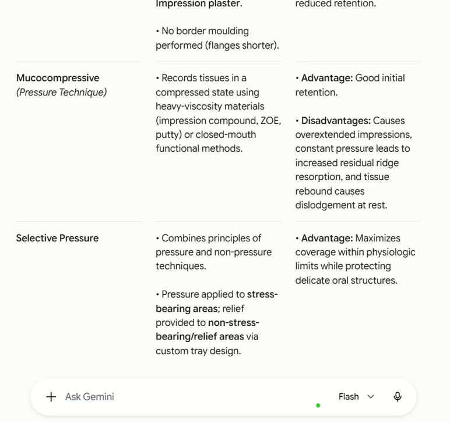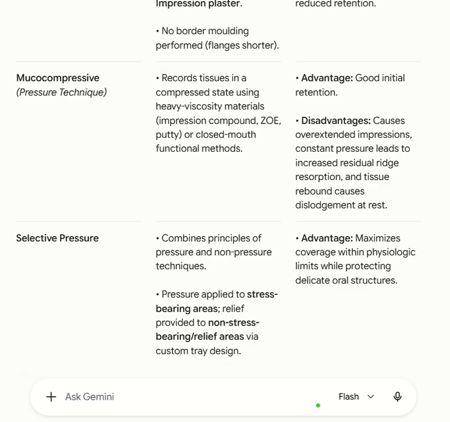Selective pressure. Combines principles of pressure and non-pressure techniques. Pressure applied to stress-bearing areas. Relief provided to non-stress-bearing, relief areas via custom tray design. Advantage: maximizes coverage within physiologic limits while protecting delicate oral structures. C. Based on impression technique.